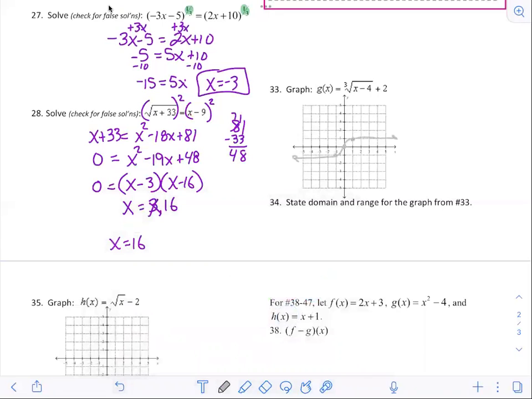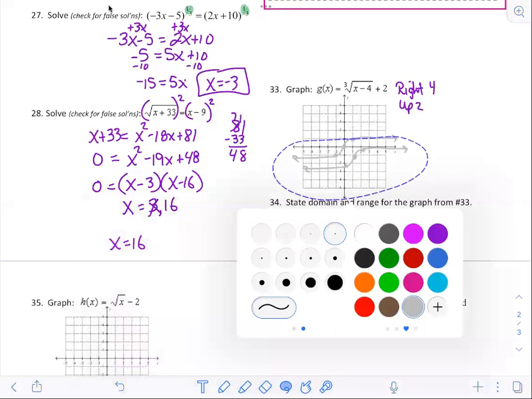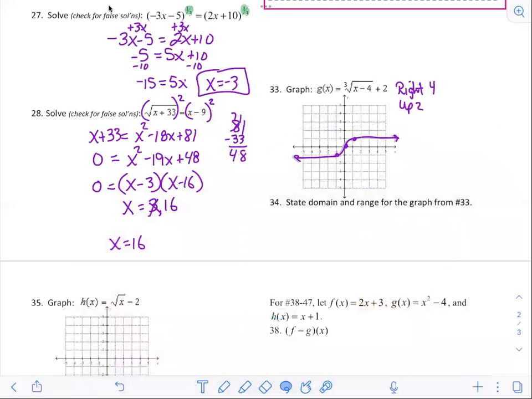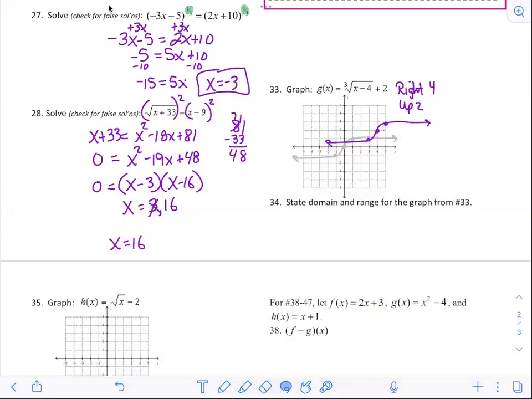So your graph here is going to look like that for the parent function. We're going to go right 4, up 2. So we're starting here. We're going to go 1, 2, 3, 4, up 2, and it's going to look like that. Domain and range. Negative to positive infinity for domain, and negative and positive infinity for range.